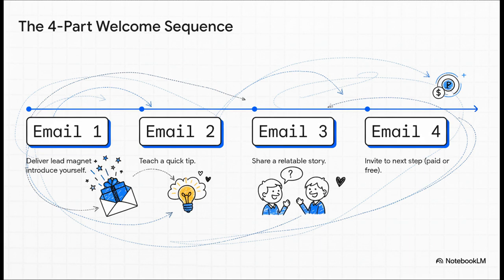Well, now you build a relationship. This simple 4-day email sequence is perfect for that. Day 1, you deliver what you promised. Then you keep providing value, you show them you're a real human with a relatable story, and then you gently invite them to take the next step with you.